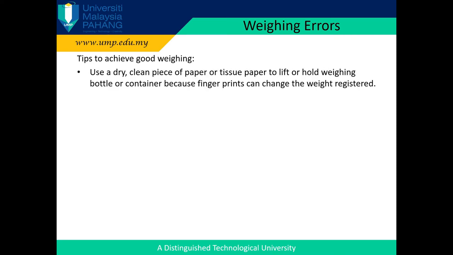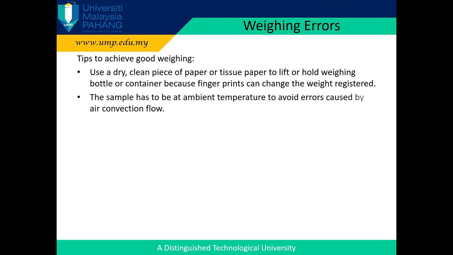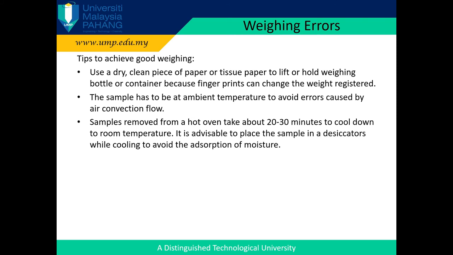Use a dry, clean piece of paper or tissue paper to lift or hold weighing bottle or container, because fingerprints can change the weight registered. The sample has to be at ambient temperature to avoid errors caused by the air convection flow. Sample removed from a hot oven take about 20 to 30 minutes to cool down to room temperature. It is advisable to place the sample in a desiccator while cooling to avoid the absorption of moisture.